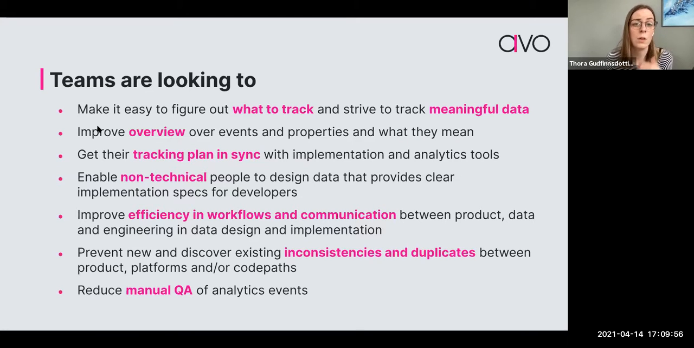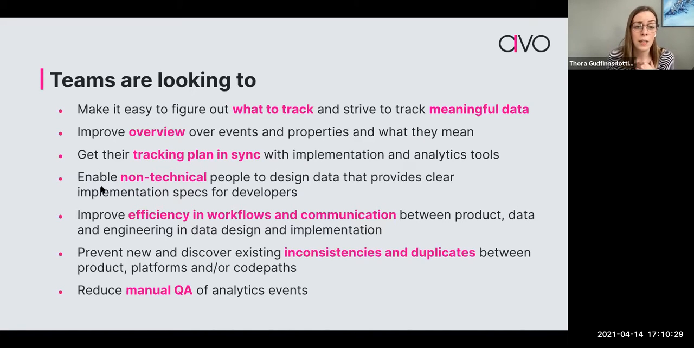Then teams are often looking to improve the overview over their events and properties and what they mean. So basically to make it accessible to more people than those that are always working in their tracking plan. So this Google Sheet gets out of sync, like this point here. And it's really easy to have things missing there. So there's a lack of a source of truth, and that is a huge pain point for teams.